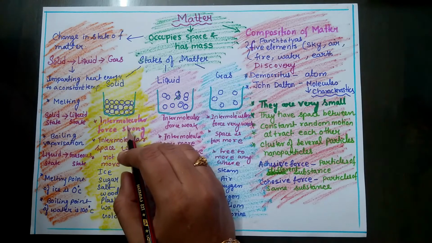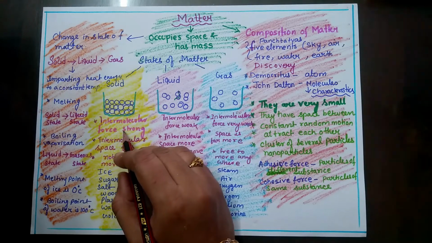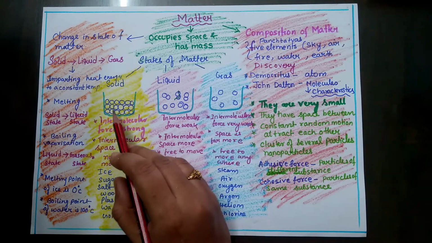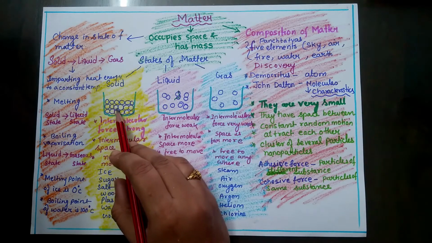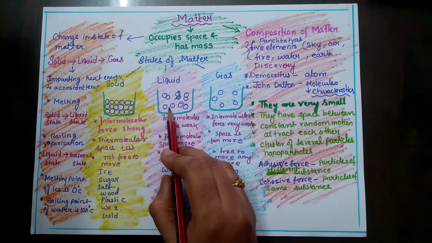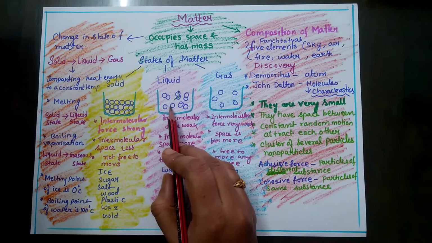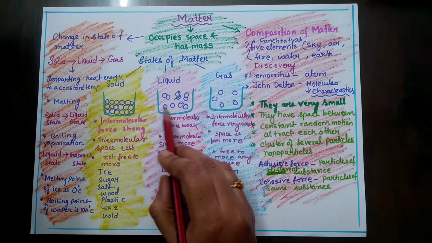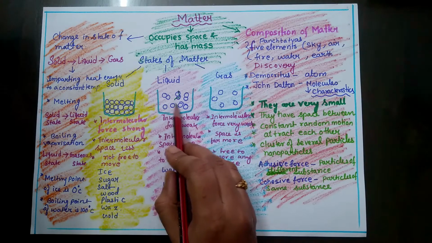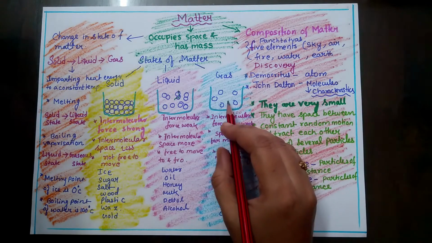Now let's see when we say that it is a solid. In a solid, the intermolecular forces are very strong, the intermolecular space is negligible and the molecules are not free to move. Matter that exists in that form is known as the solid state. Now when we talk about the liquid state, the intermolecular force between the constituent molecules is weak. The intermolecular space is more as compared to a solid and the molecules are free to move to and fro within a limited space. Let's talk about the gaseous state.